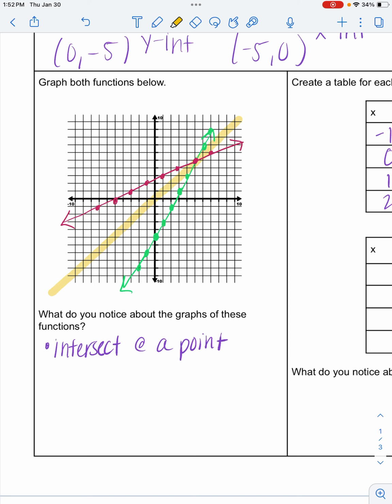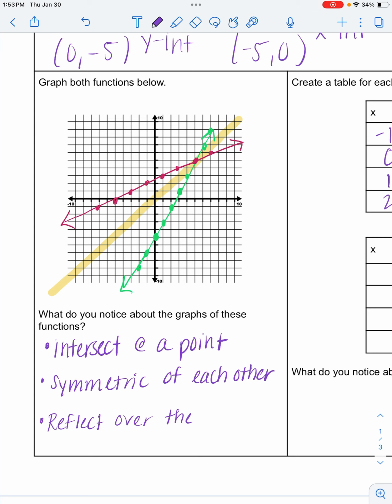And so if you remember, when 2 things are the exact same off of a line, they are symmetric of each other. Because what's really happening is that yellow line is the equation y equals x, and they are reflecting over that line. So these reflect over the line y equals x.